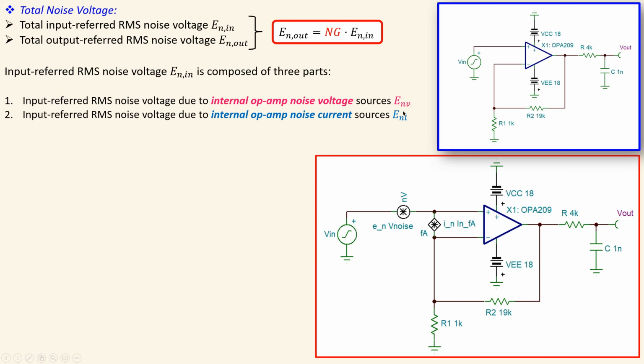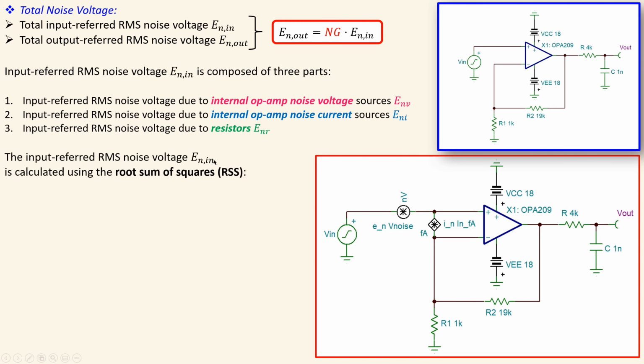So that will be also the case. We also need to calculate that. And we have the input referred RMS noise voltage due to the resistors. So actually the resistor around it. And those are of course the thermal noises. So that will be given by this.